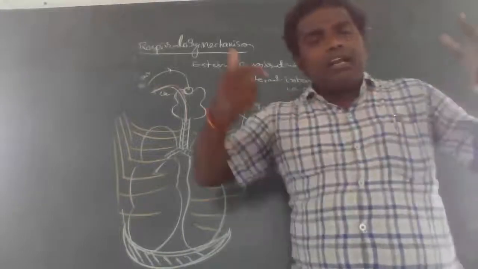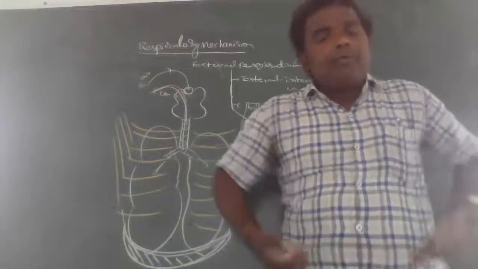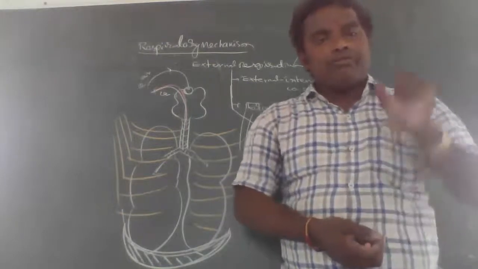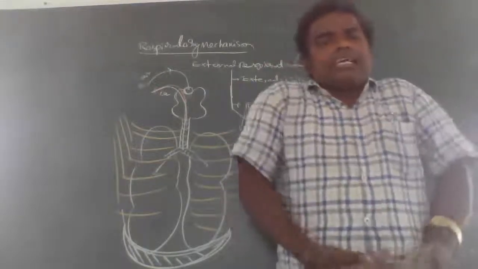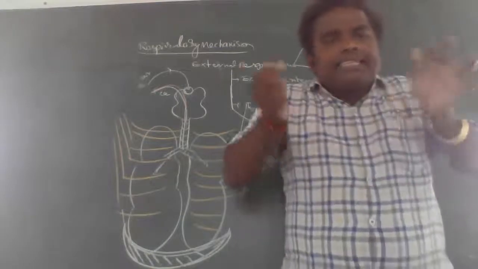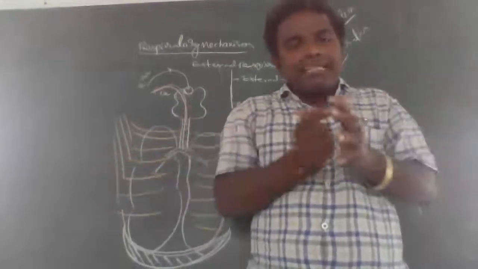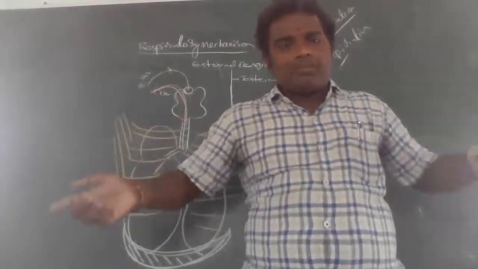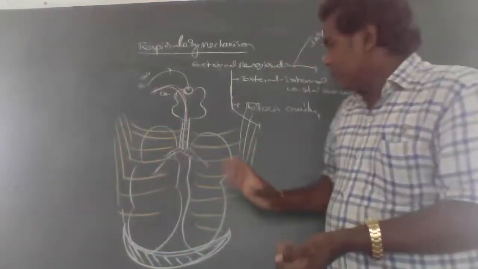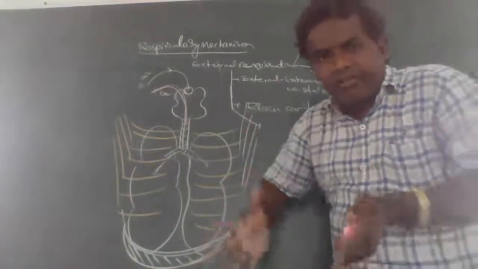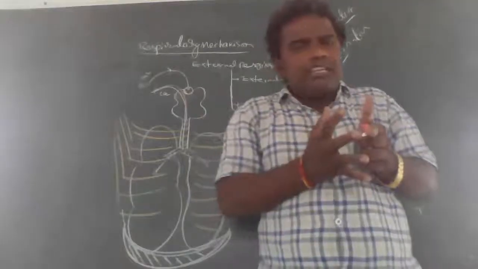First, the external intercostal muscles contract, and number two, the diaphragm also contracts. When the external intercostal muscles and the diaphragm are contracted, in that condition the thoracic cavity enlarges, expansion takes place. Ultimately the lungs are expanded. So the lung size should be increased, meaning expansion takes place.